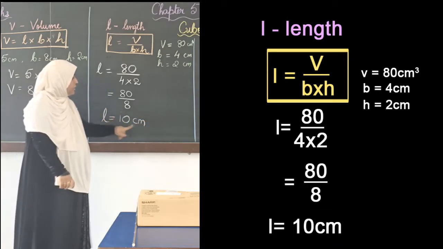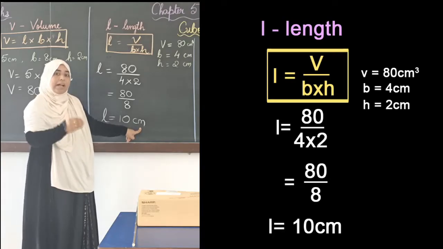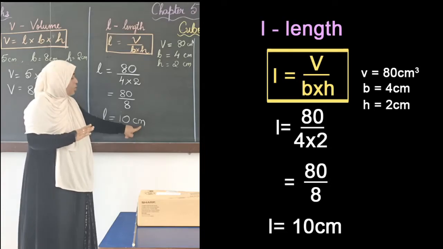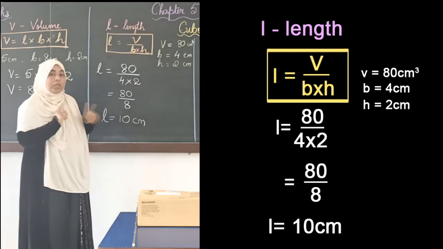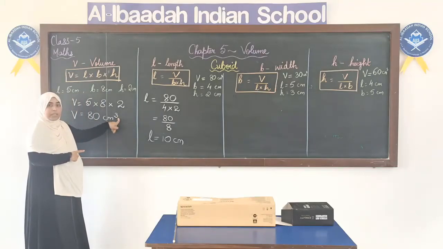Now, for length we will use only centimeter. Length, width or height, the unit that we use will be only centimeter. Only for the volume it will be centimeter cube. Okay, keep this in mind. The unit that we use for volume will be cube with the unit.